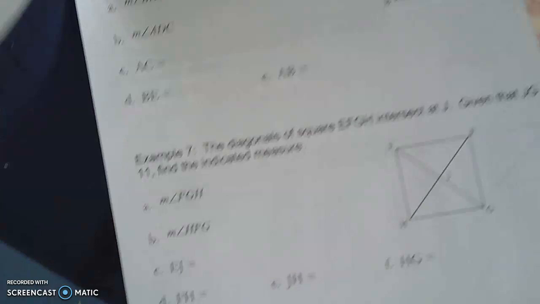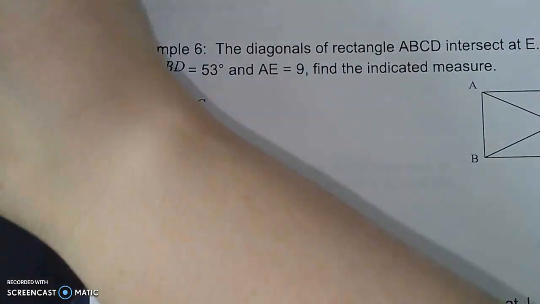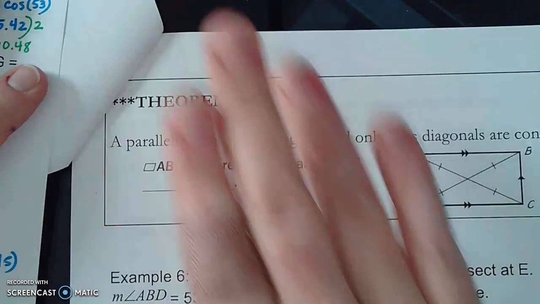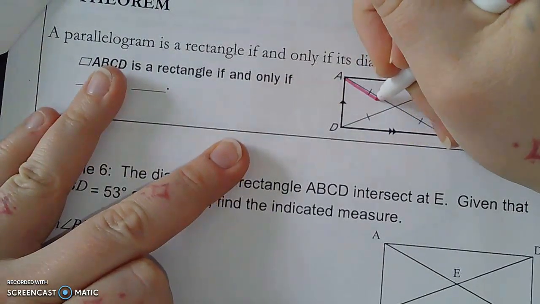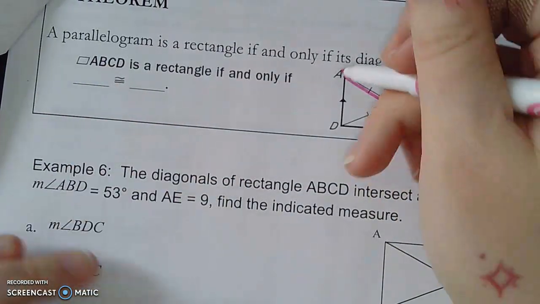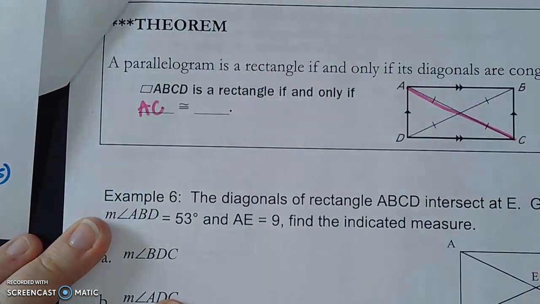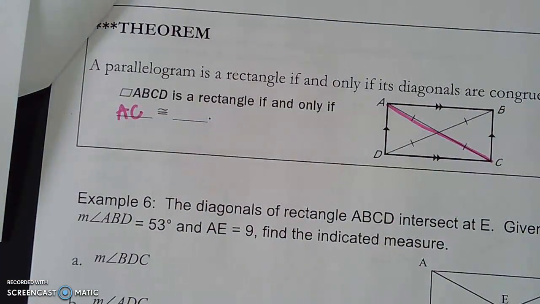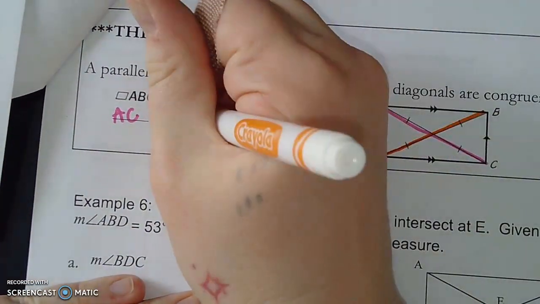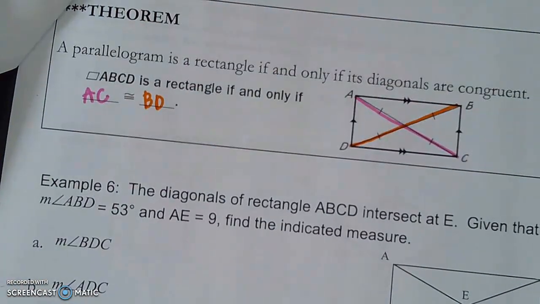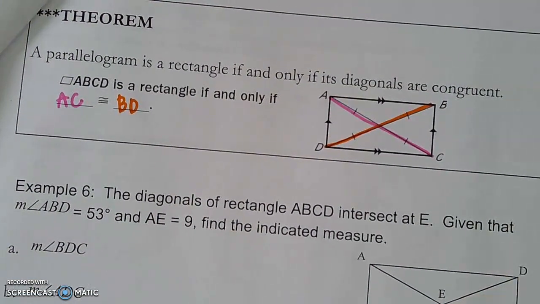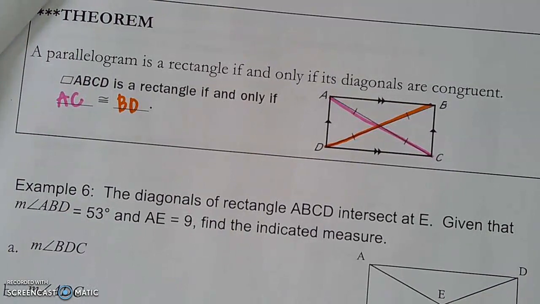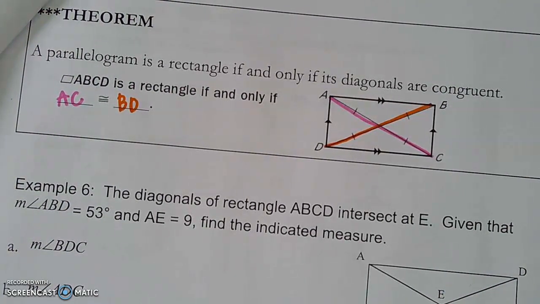Flip the page. Running out of time, so I'm going to have to go through this part fairly quickly. A parallelogram is a rectangle if and only if the diagonals are congruent. So I see this diagonal, which is AC, and this diagonal, which is BD. Those have to be congruent in order to make this a rectangle. My recorder is running out of time, so I'm going to pause it here and do a part 2 for the video.